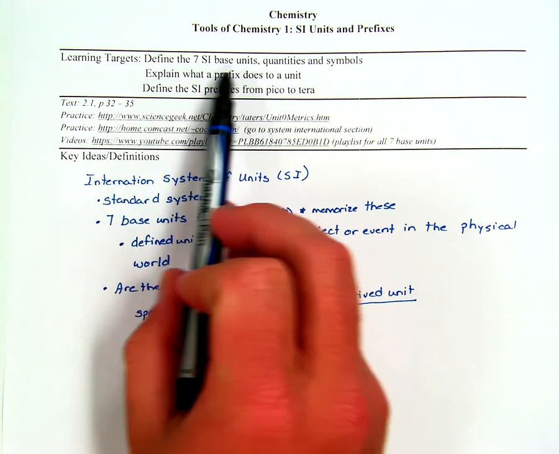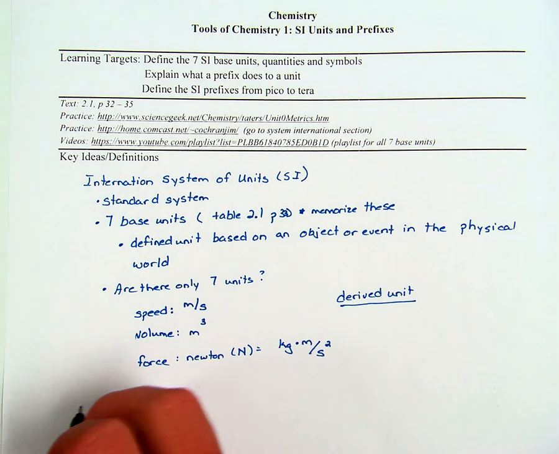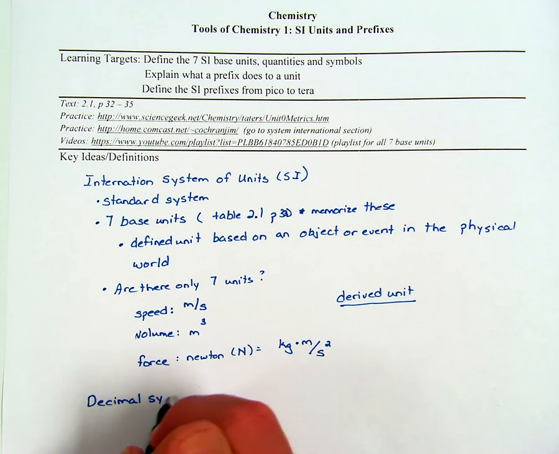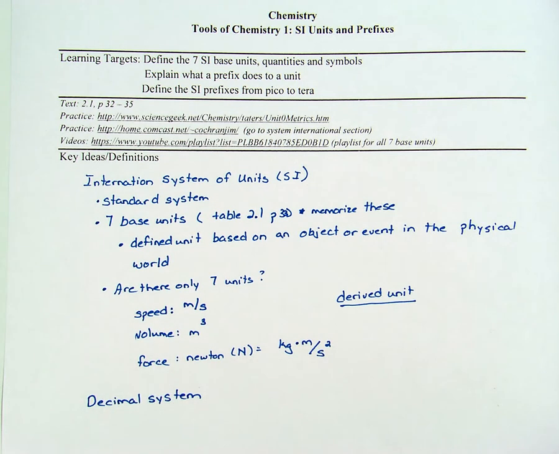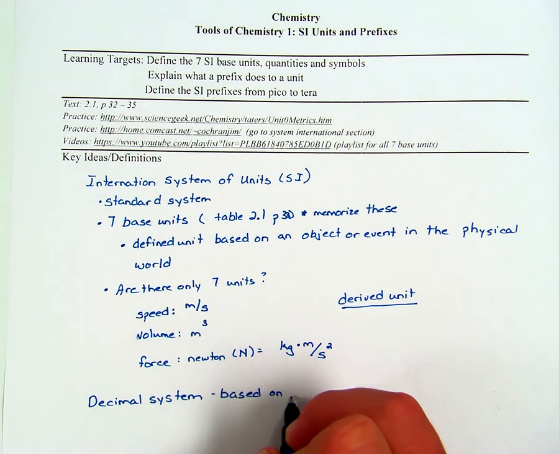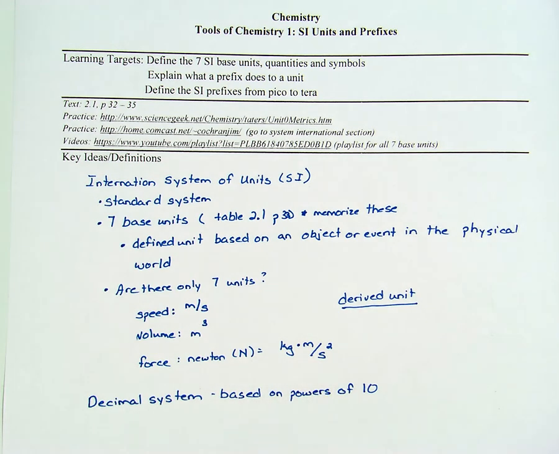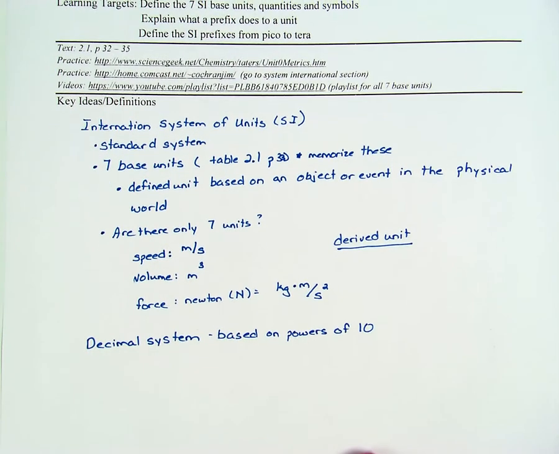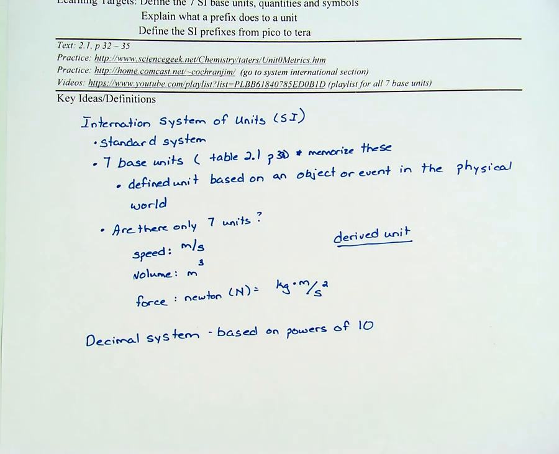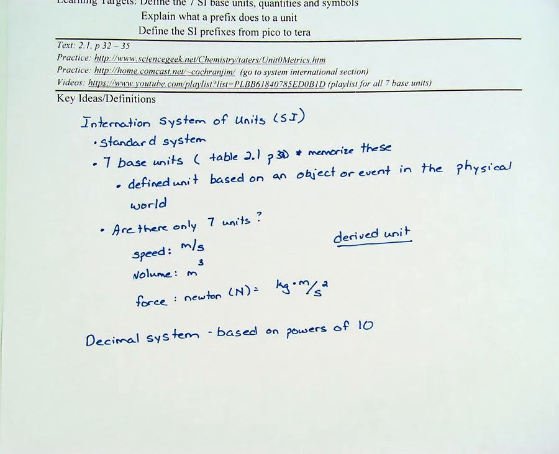The next part of this lecture, we want to look at SI prefixes. And the prefixes are all based on the fact that the SI system is a decimal system. What we mean by that is it is based on powers of 10. So what that means then is all these prefixes are all different powers of the number 10.